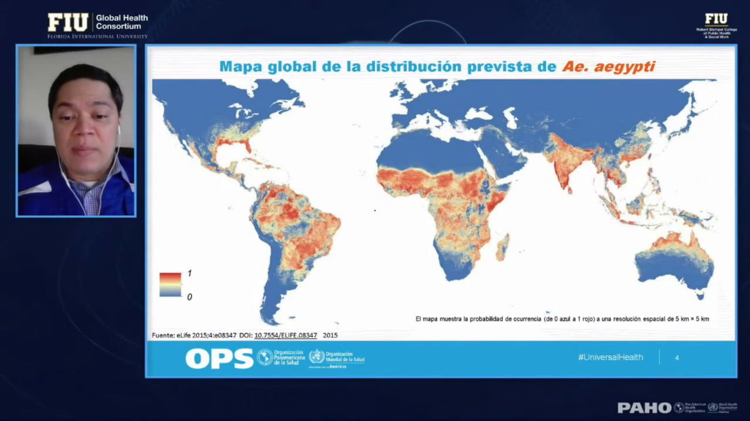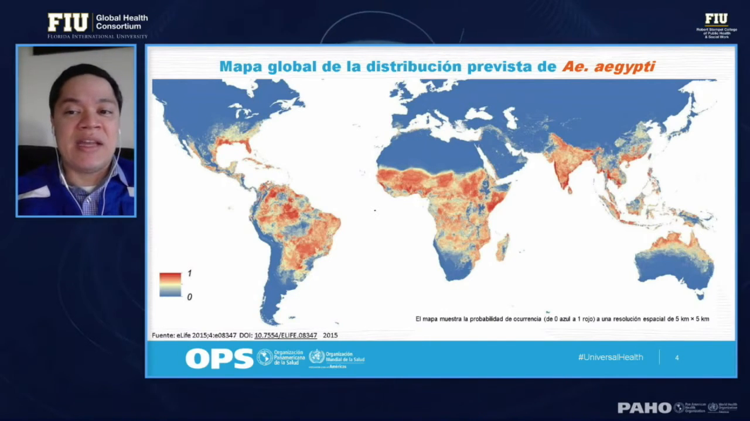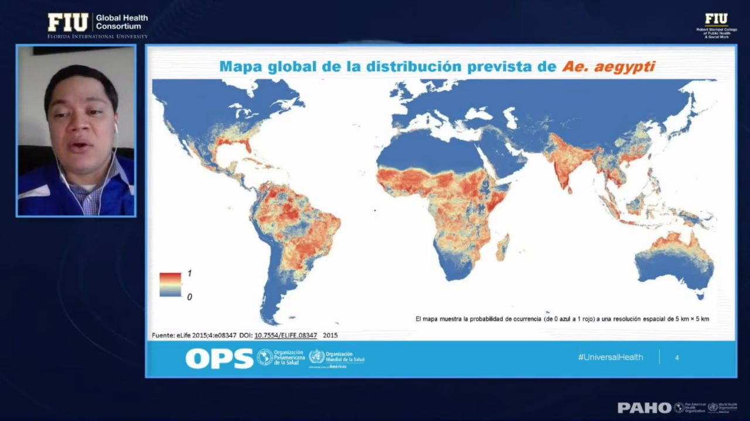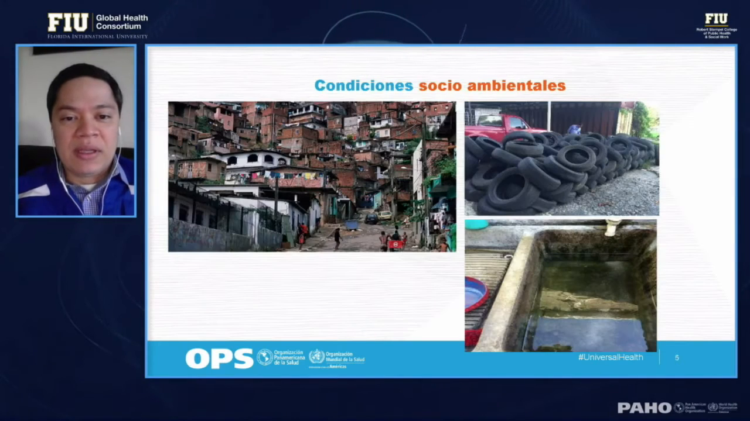To speak about dengue or even various arboviral diseases, we need to first address the vector. This map shows us the probability of occurrence where the Aedes aegypti is present, the main vector involved in the transmission of dengue, chikungunya, and Zika in the Americas. As we can see in the map of the Americas, it's a vector that's widely distributed, and so where the vector is there, the risk of the disease exists.